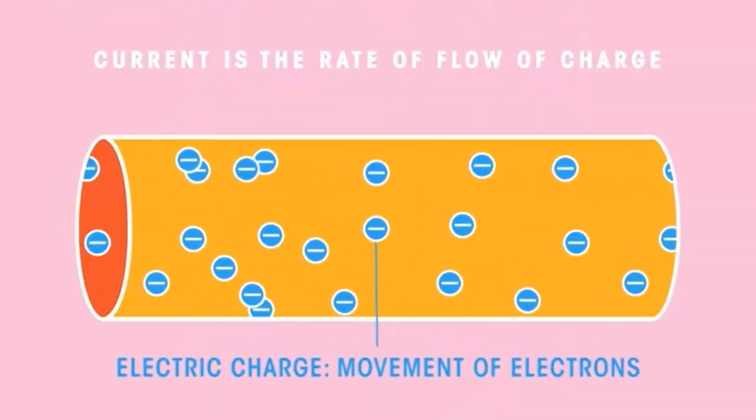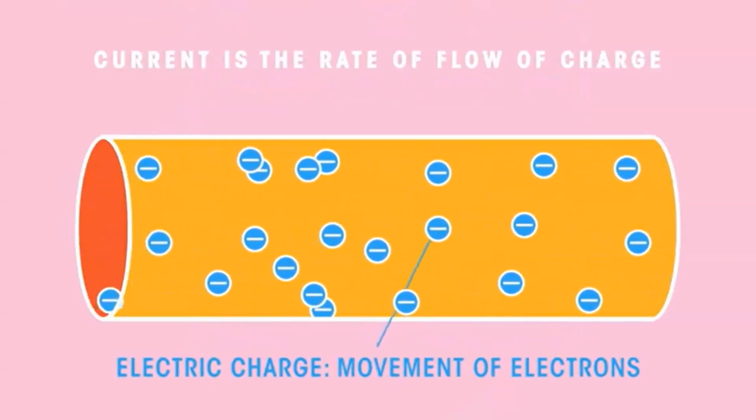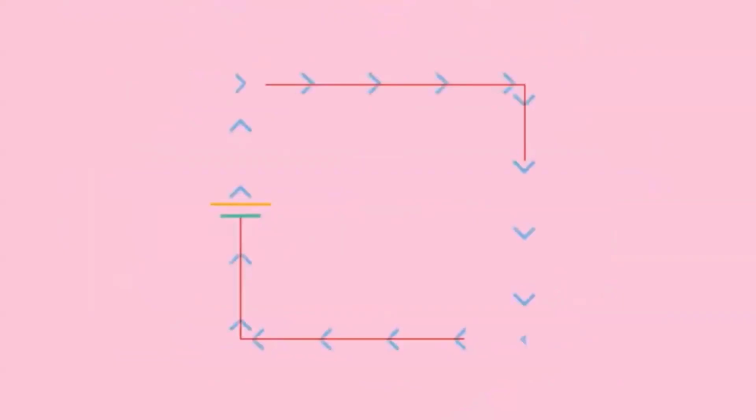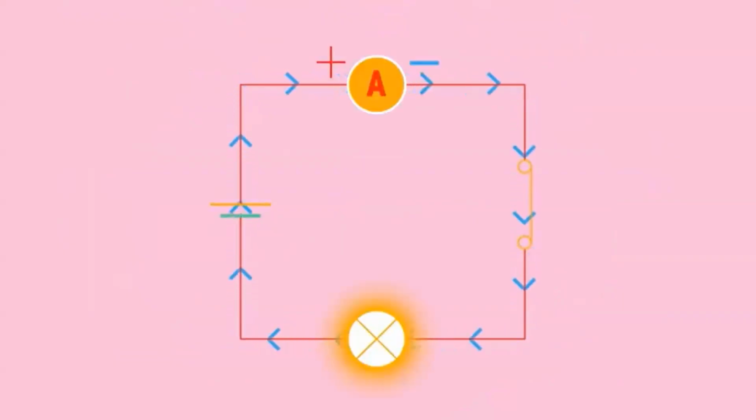So why does charge flow, and therefore current? For electrons to flow, we need two things. 1. A source of potential difference, which is also known as voltage. This provides the pressure that makes the current flow. And 2. A complete circuit.